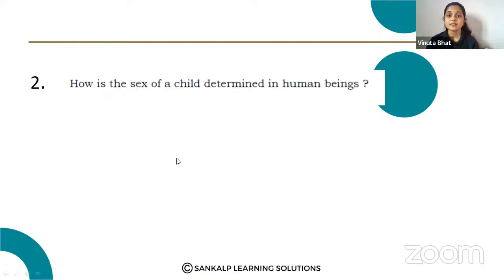How is the sex of a child determined in human beings? So you have to explain this question. This question may be asked as a 2 mark or 3 mark question. How is the sex of a child determined in human beings?